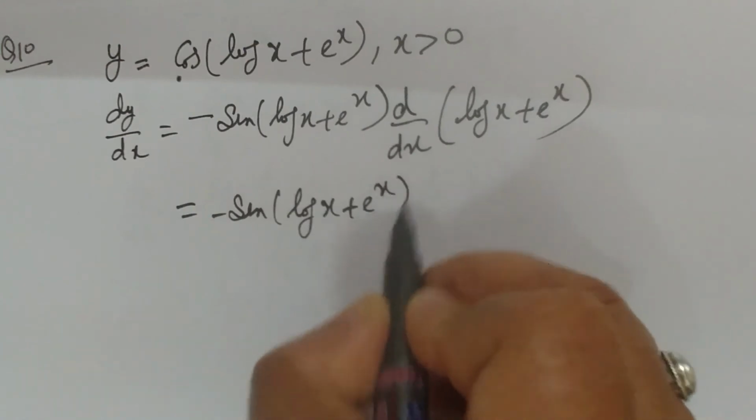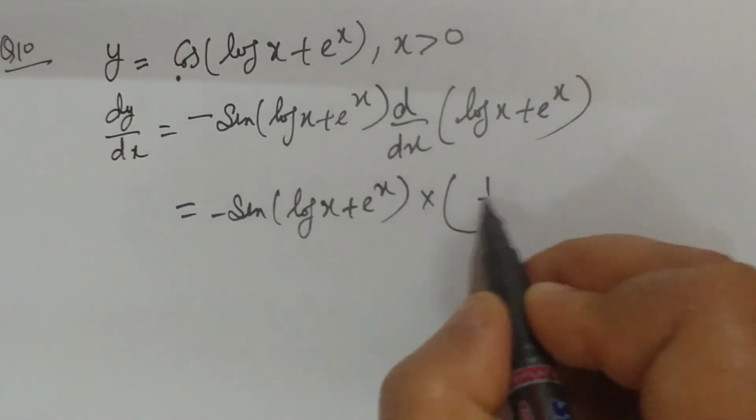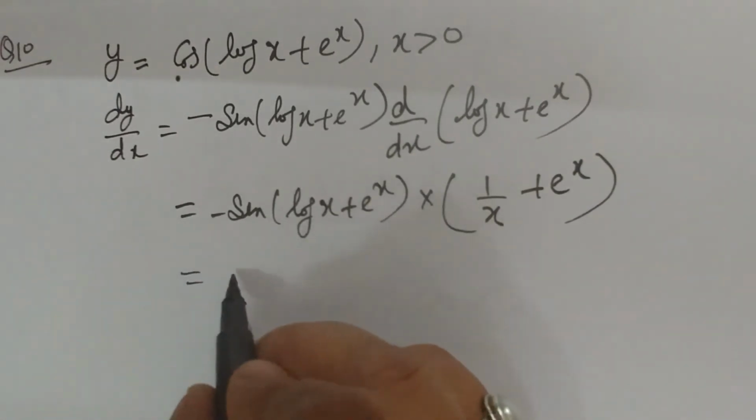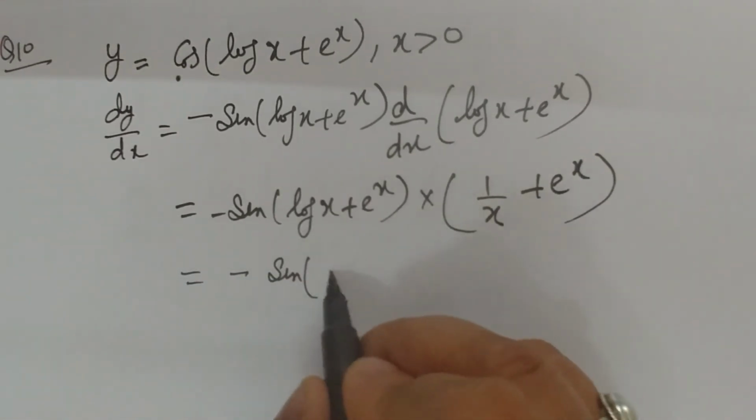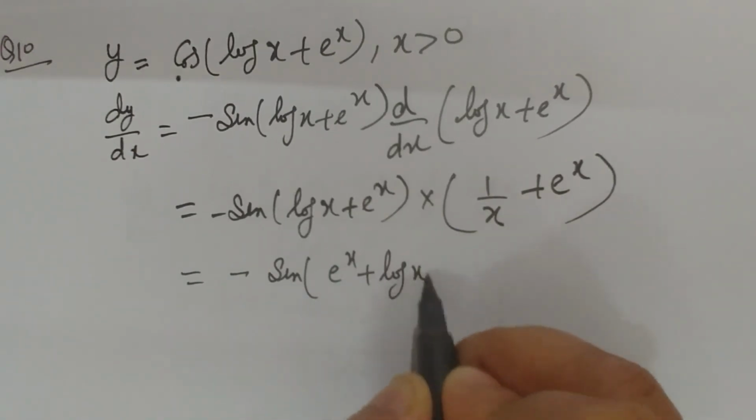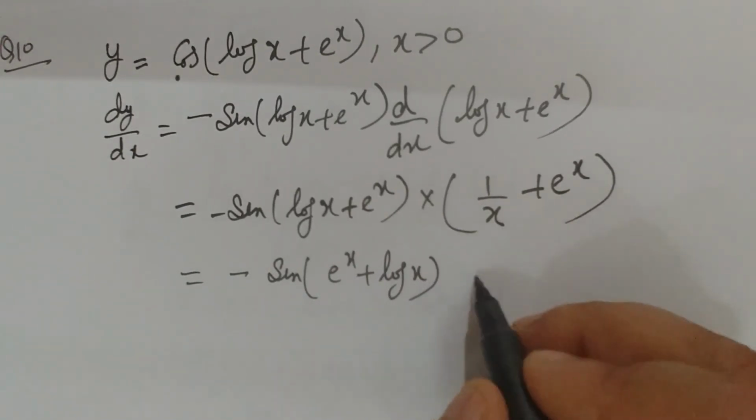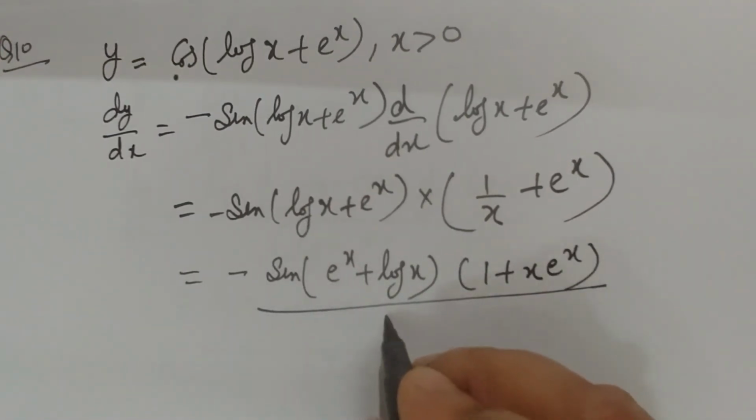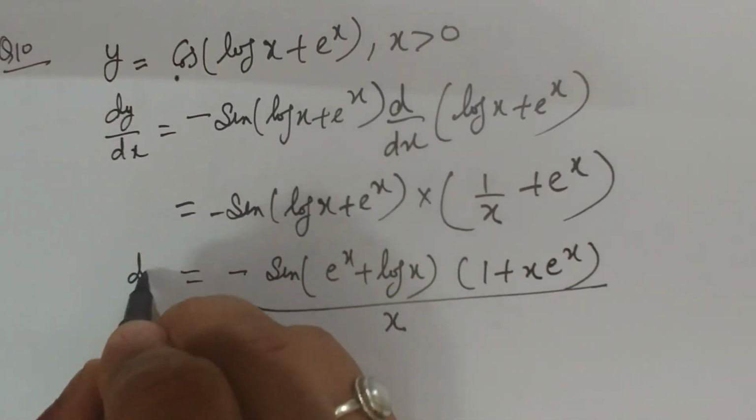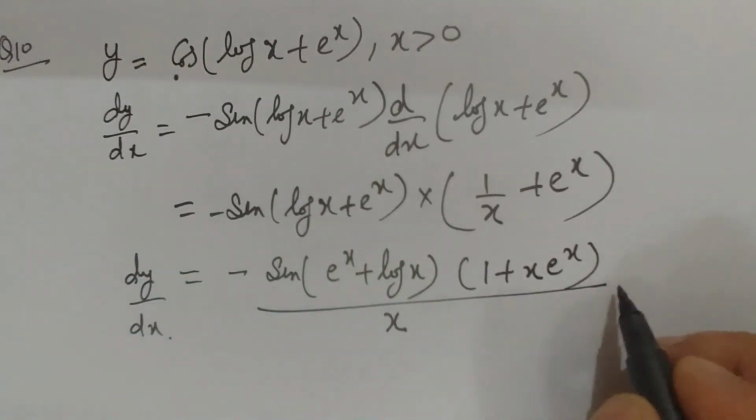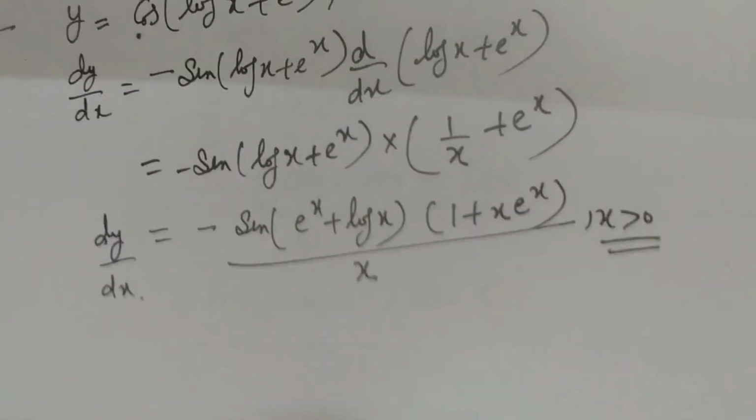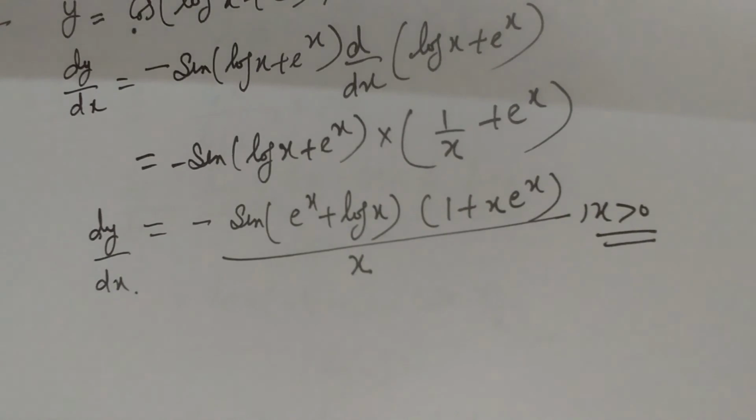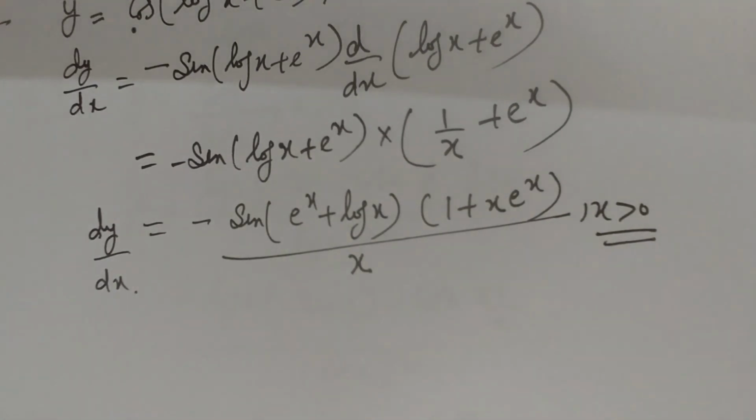So it is minus sine of log x plus e raised to power x, into the derivative of log x, which is 1 by x, and of e raised to power x, which is e raised to power x. So it is minus sine of e raised to power x plus log x, arranged that way, into 1 plus x e raised to power x divided by x. This is how we find the derivative for x greater than 0. So this result is holding fine. These are the solutions of your exercise 5.4. I hope everything is clear to you.